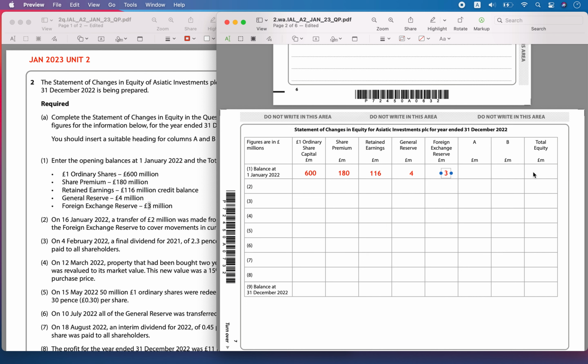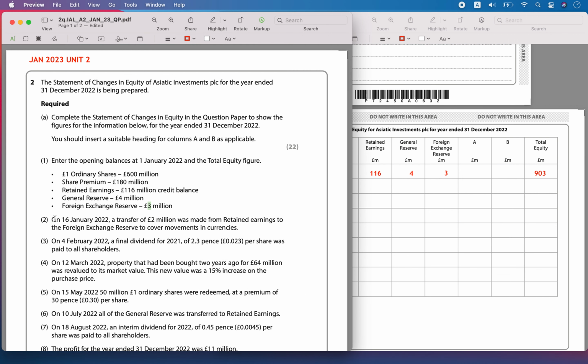So these are the balances you will write, and then you will have to enter the total equity value here. So let's total up: 600 plus 180 plus 116 plus 4 plus 3, that is equal to 903 million pounds.